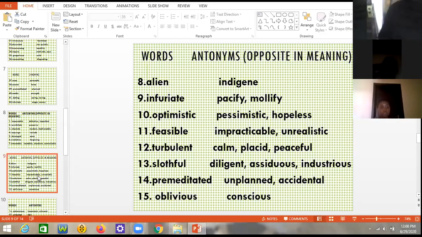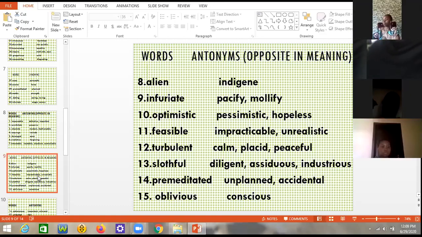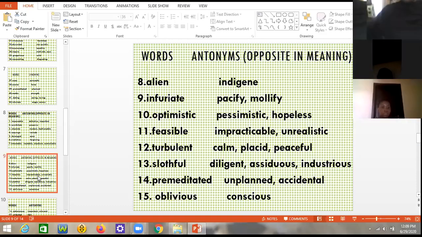So turbulent, opposite of turbulent: calm, placid, peaceful. Slothful, somebody is slothful, the person is lazy. Opposite of slothful: diligent, assiduous, industrious. Premeditated, opposite of premeditated: unplanned, accidental.